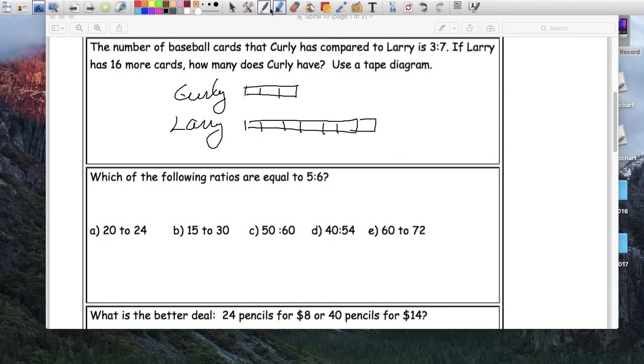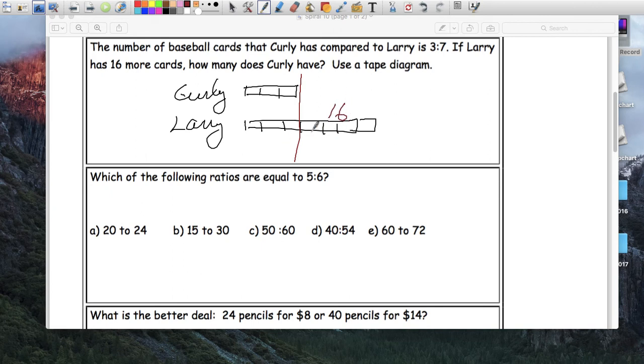Let me change colors here. The second part of our sentence says Larry has 16 more cards. Well, I can't put 16 on top of these 3 because that's not what it represents. And I can't put 16 over here because not all these boxes represent the 16 extra that Larry has. The boxes that represent the extra, I'll draw a line right here, are these 4 boxes. So these 4 boxes represent a total of 16.